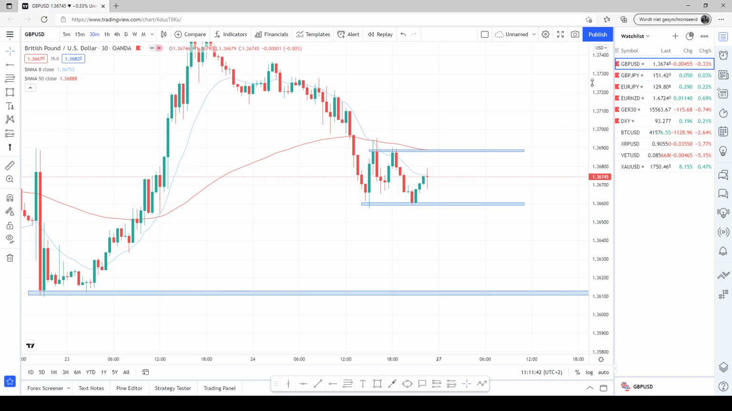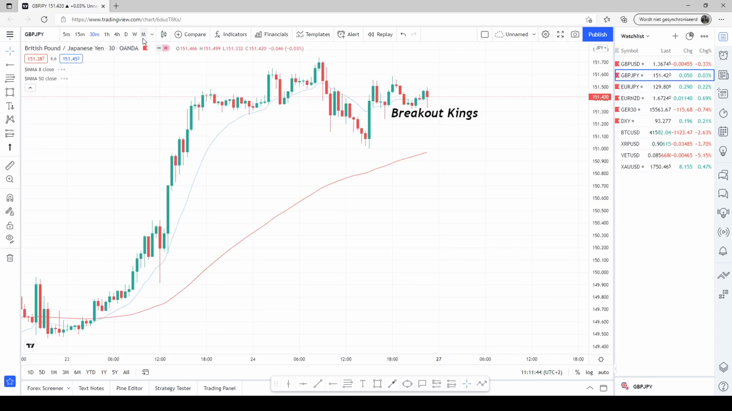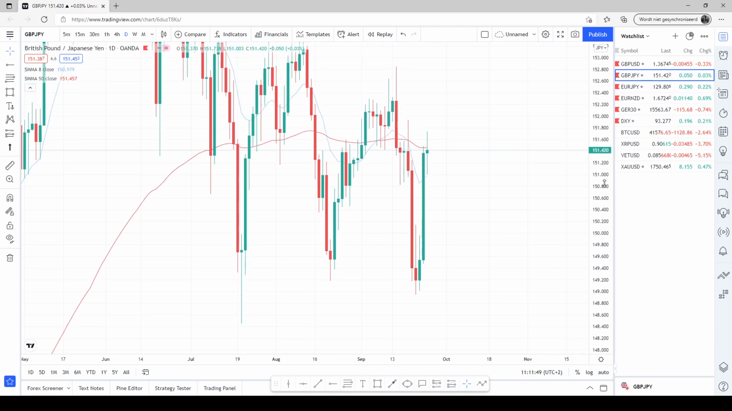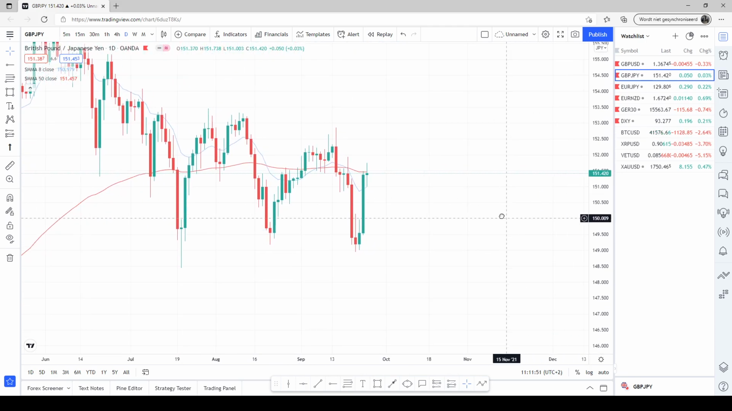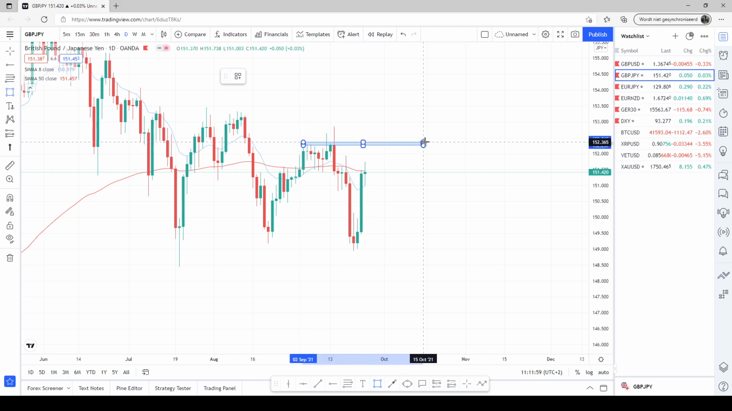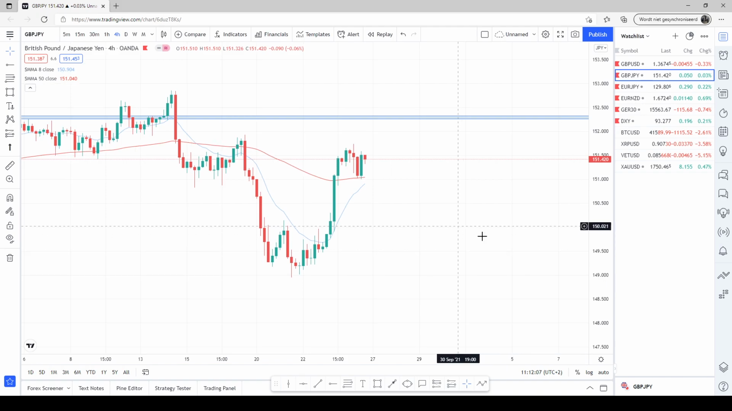So that's GBP USD. Let's go to GBP JPY again. Start at the daily time frame always, and at this daily time frame I will mark up this level over here as a potential target for a break to the upside. But that's it for the daily time frame. Let's go to the 4 hour.